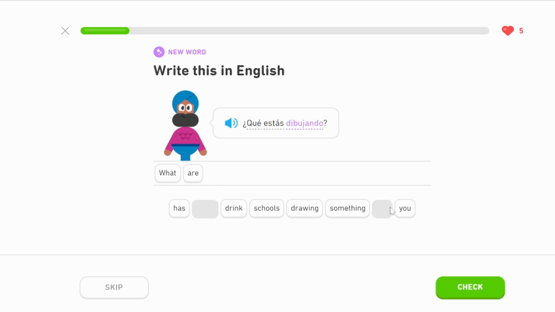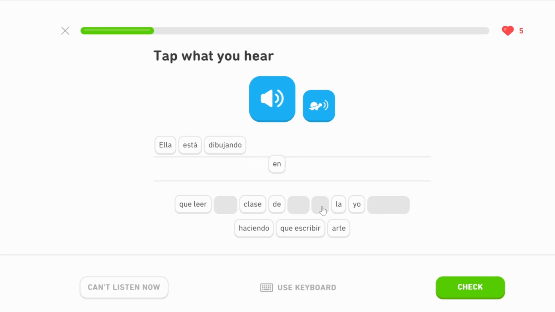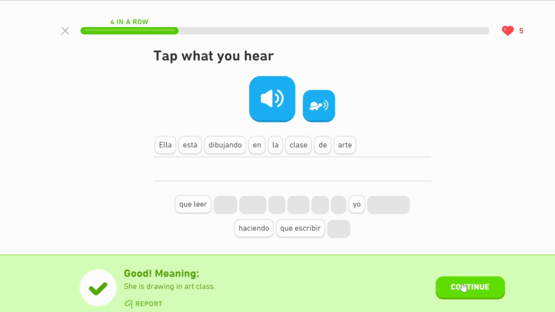What are you drawing? Ella está dibujando en la clase de arte. So let's listen to that again because it was quite fast. Ella está dibujando en la clase de arte. So I think that said she, Ella está, is drawing, dibujando, in la clase de arte. So she is drawing in the art class. There we go. Or she is drawing in art class.